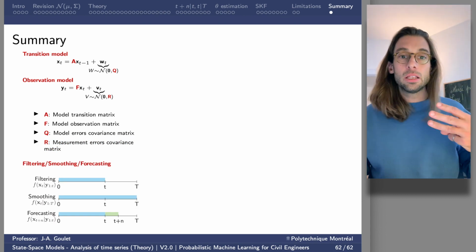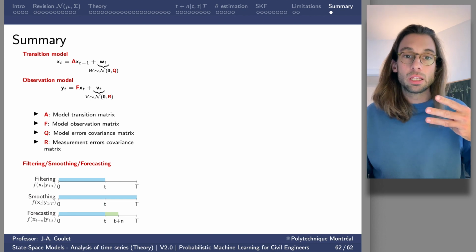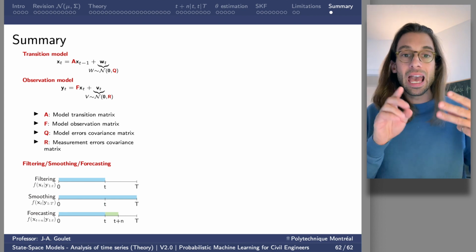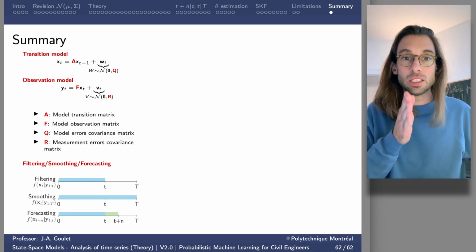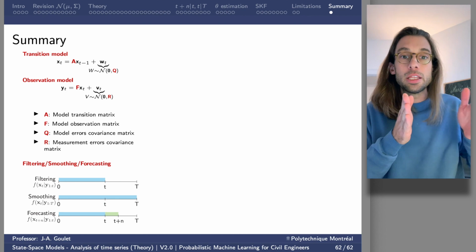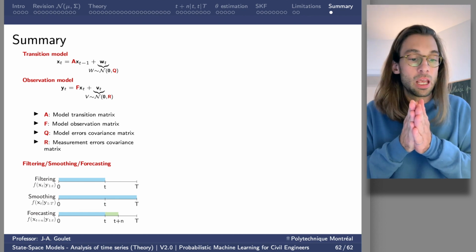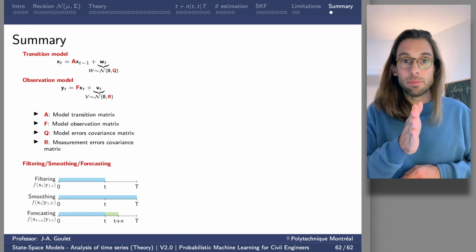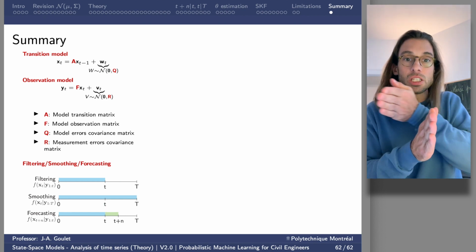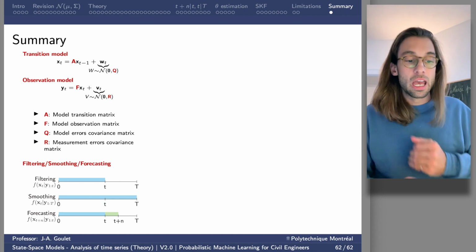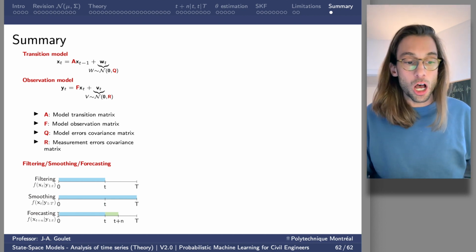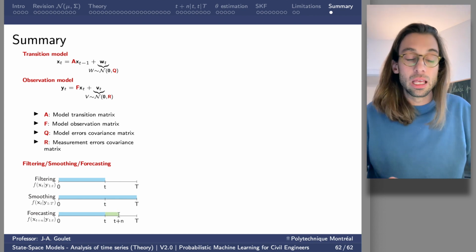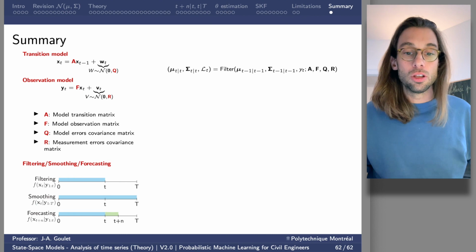So we saw that we have three things we can do with the state space model formulation. Either filter: filtering means estimating my current knowledge for the hidden state of time t, given all the data I've seen in the past. Then we can do smoothing, meaning I want to estimate my best knowledge of time t, given all the data in the past as well as all the data in the future. And finally, forecasting: I want to use all the data in the past in order to forecast what is going to be the state in time steps in the future.